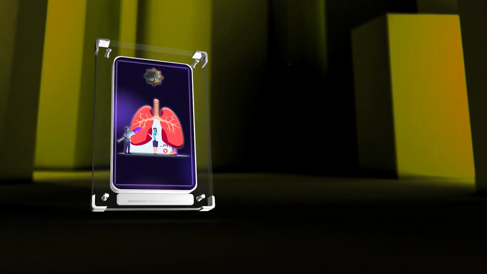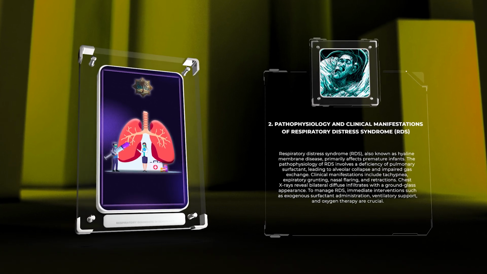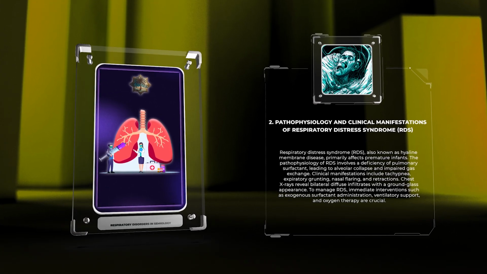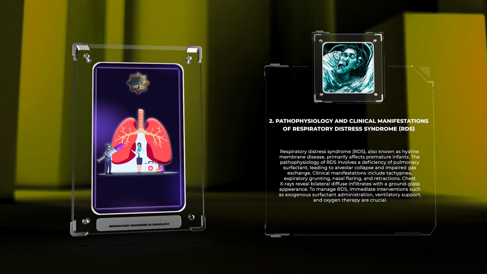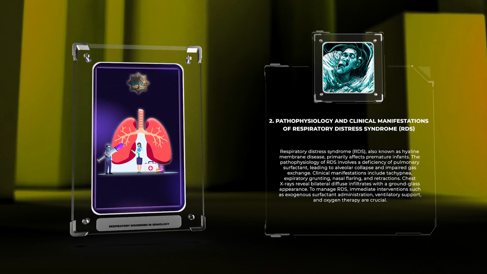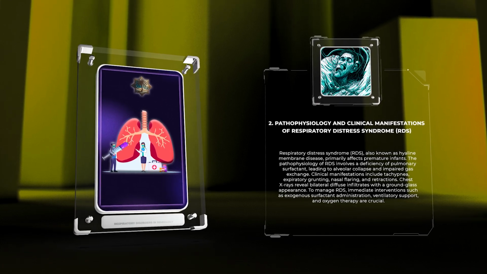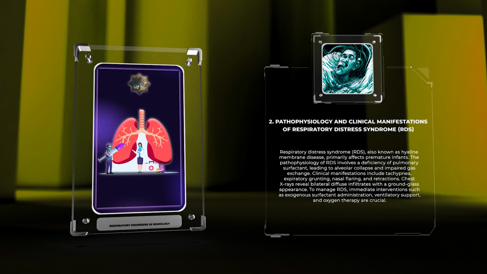Let's begin. Respiratory distress syndrome, RDS, also known as hyaline membrane disease, primarily affects premature infants. The pathophysiology of RDS involves a deficiency of pulmonary surfactant, leading to alveolar collapse and impaired gas exchange. Clinical manifestations include tachypnea, expiratory grunting, nasal flaring, and retractions.